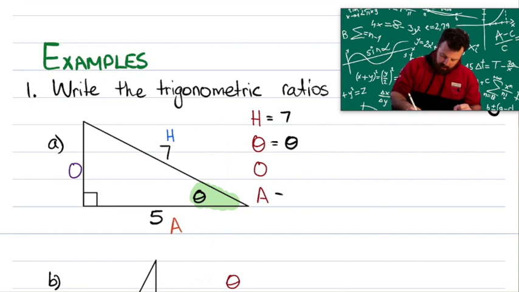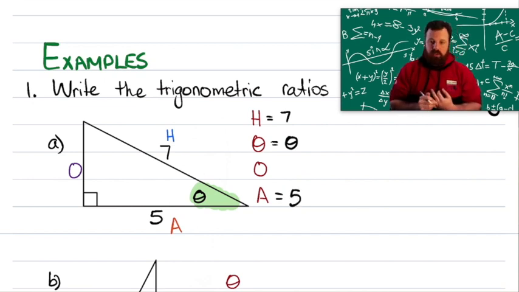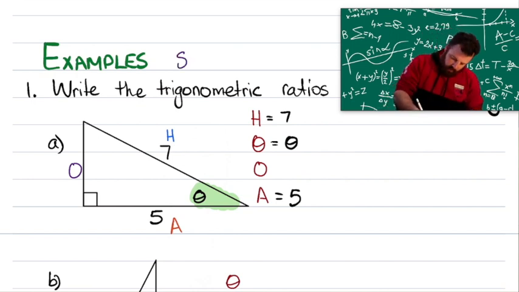And what was my adjacent side? My adjacent side was 5. Now I'm just going to pause here and I'm going to write sokotoa.